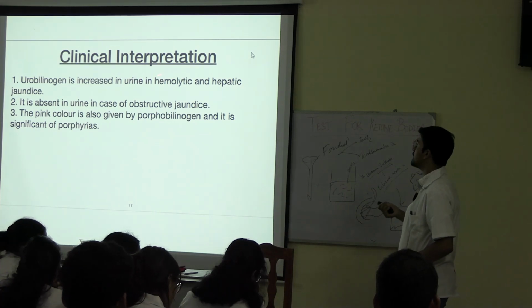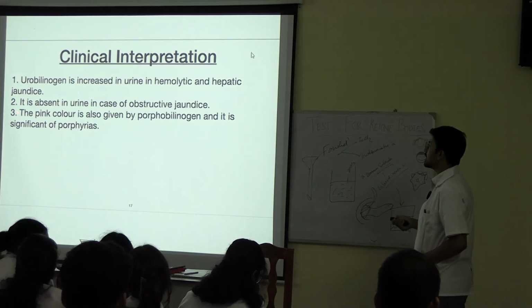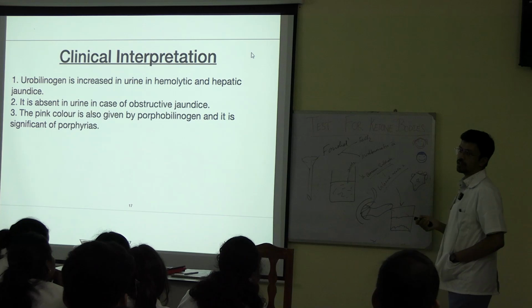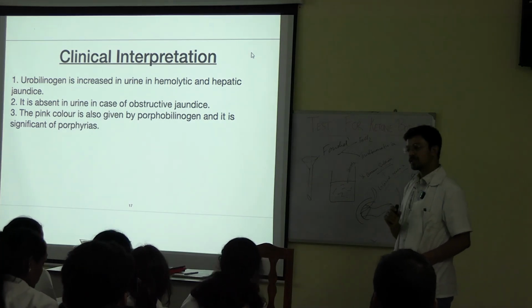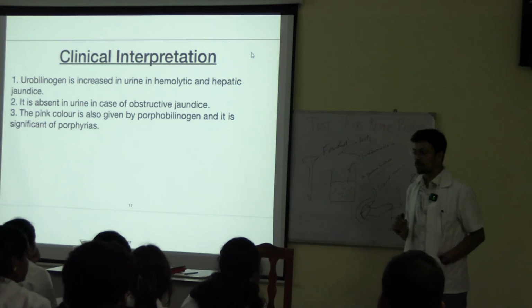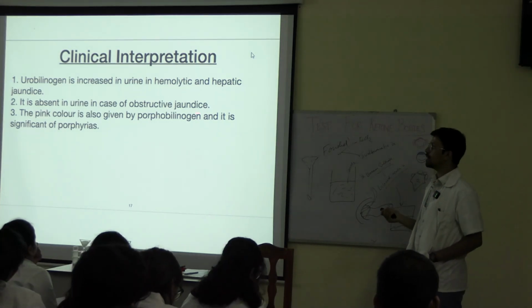Urobilinogen is increased in urine in hemolytic and hepatic jaundice. It is absent in case of obstructive jaundice. If it is a complete obstruction, then it will be completely absent. If it is a partial obstruction, some bit of urobilinogen can be there. Okay, but if it is a complete obstruction, it will be completely absent.